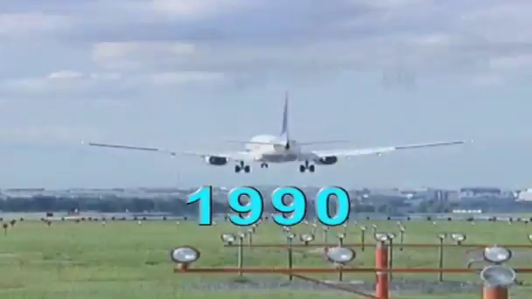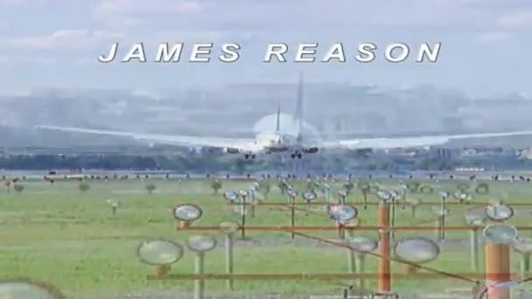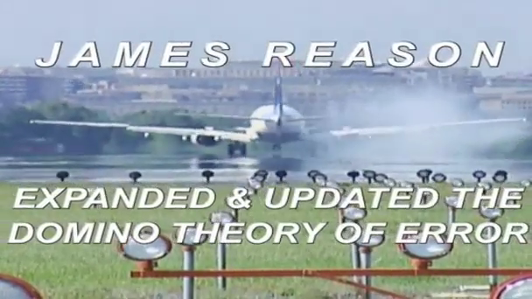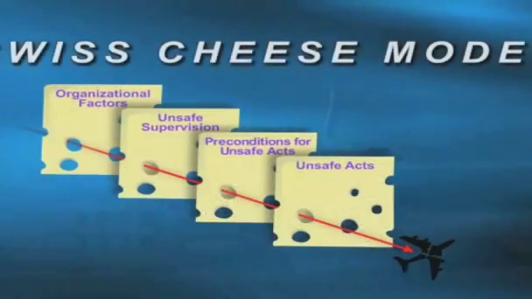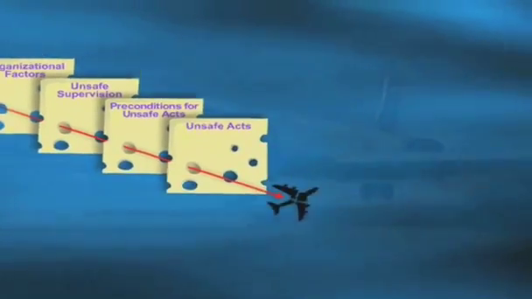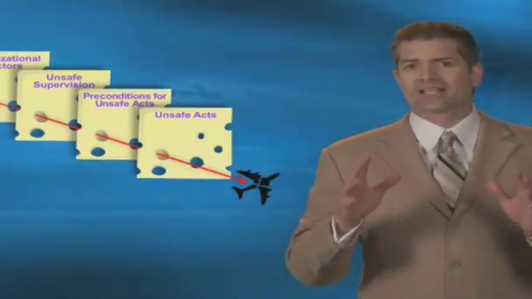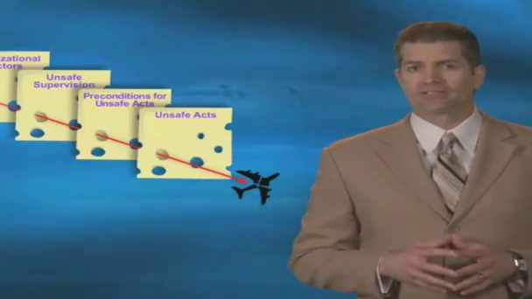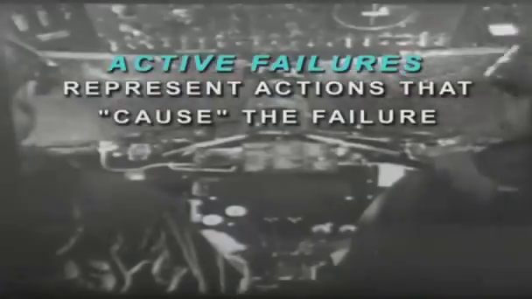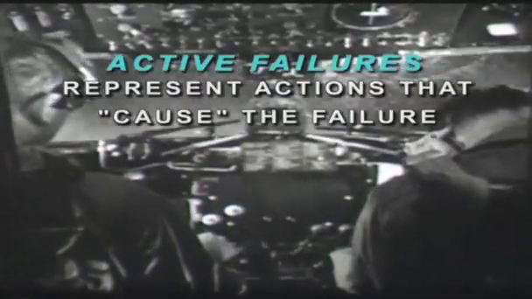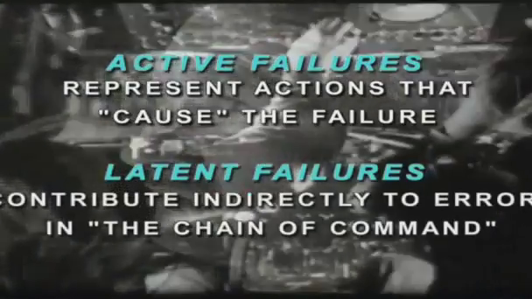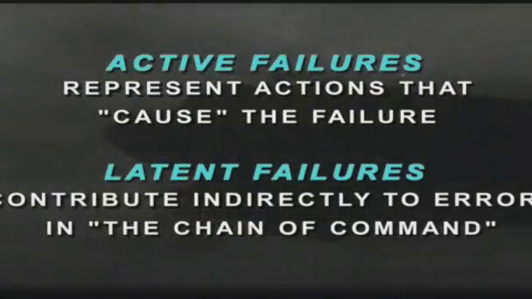In 1990, British psychologist James Reason expanded and updated the domino theory of error, calling it the Swiss cheese model. Reason was able to categorize active and latent failures that can occur and interact in any given situation. Active failures represent actions that cause the failure, whereas latent failures contribute indirectly to errors in the chain of command.